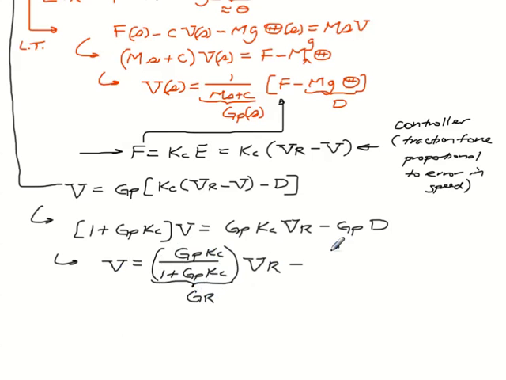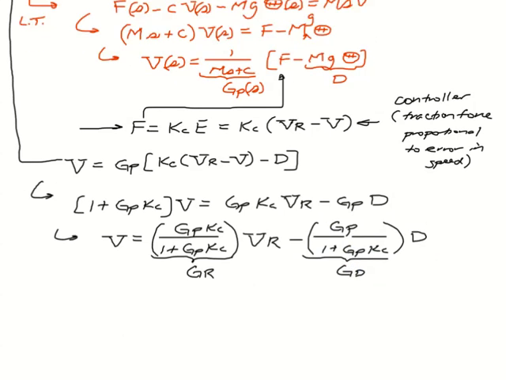And then I have Gp divided by 1 plus Gp Kc, like this, and our disturbance D. So this is going to be Gd.